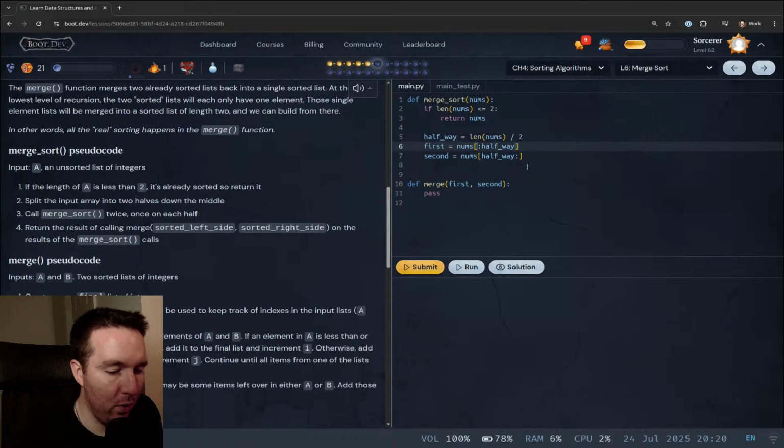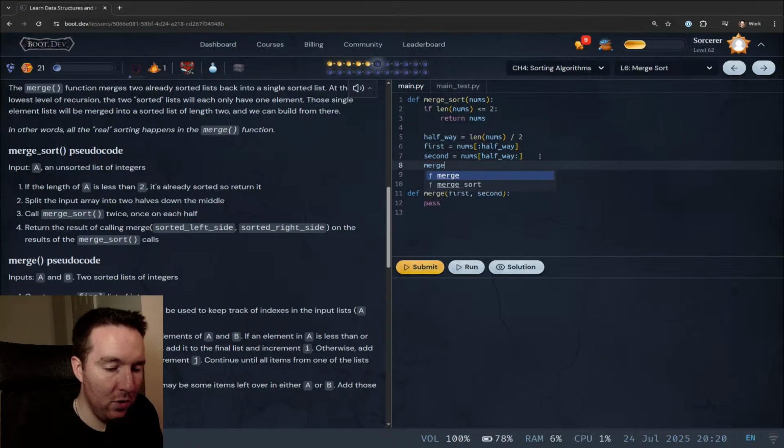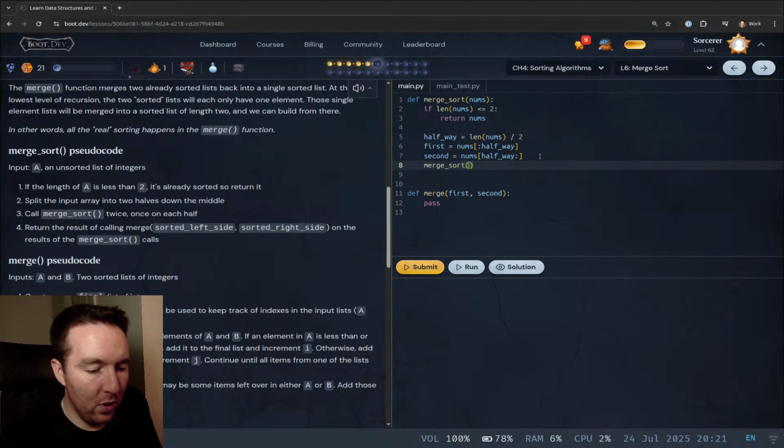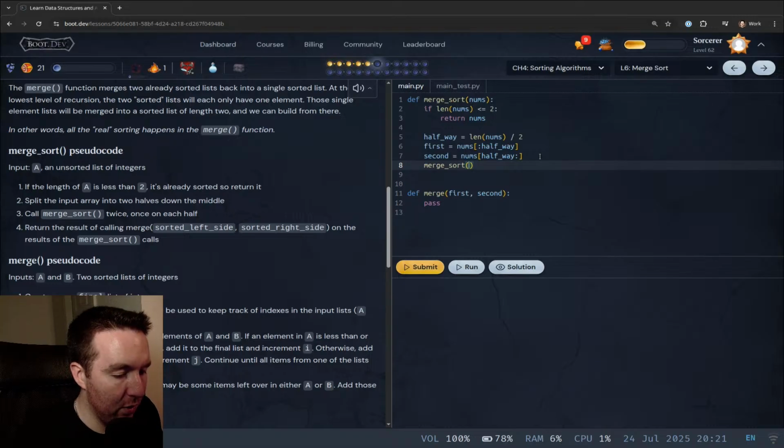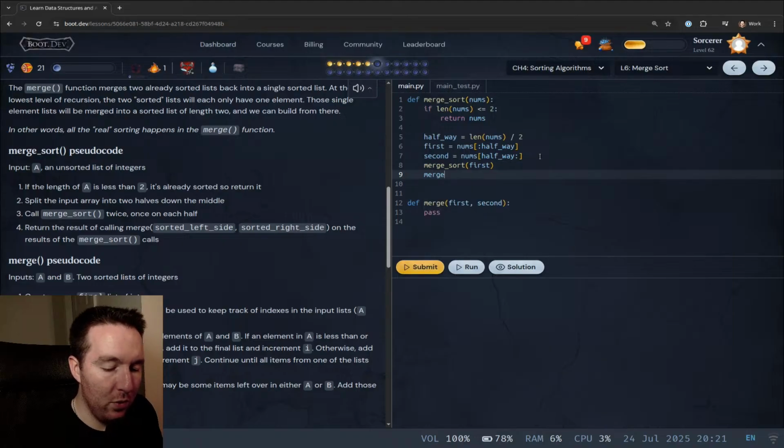Call merge sort twice, once on each half. So that's going to be merge sort, and it's going to be twice, once for each half. So first, and then merge sort second.